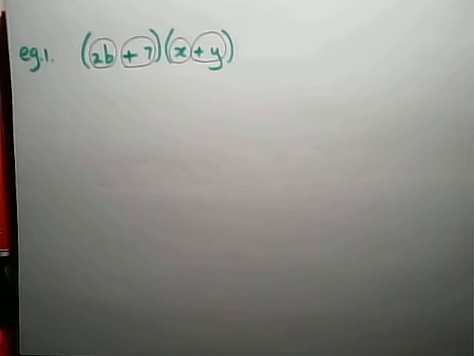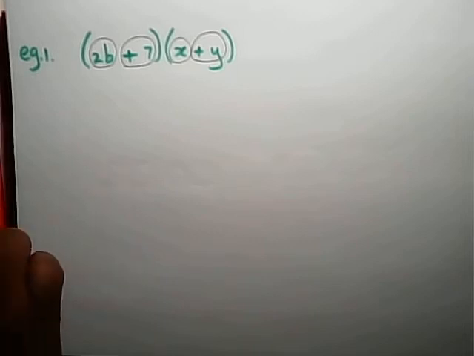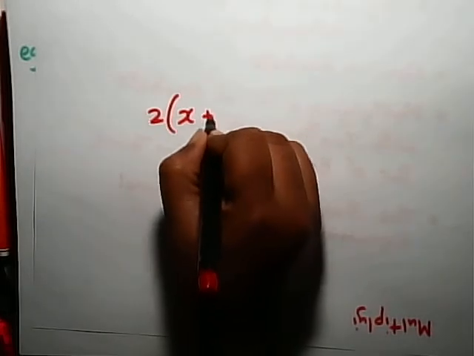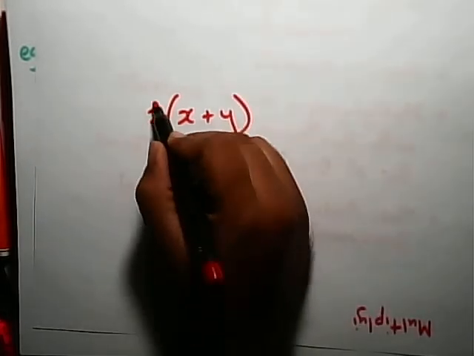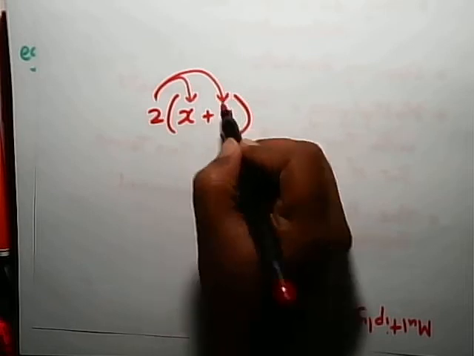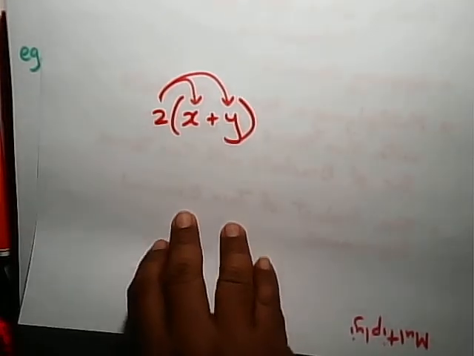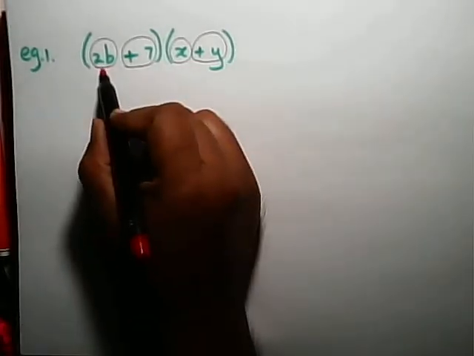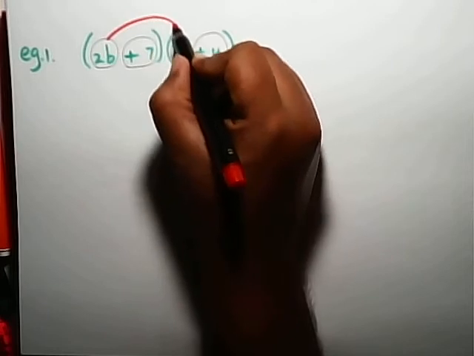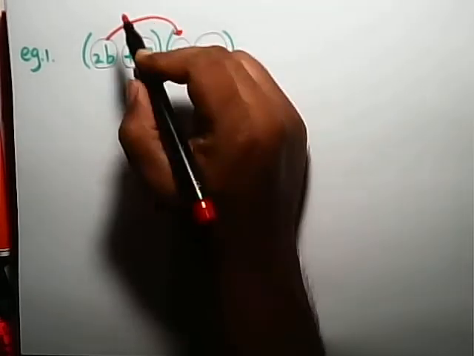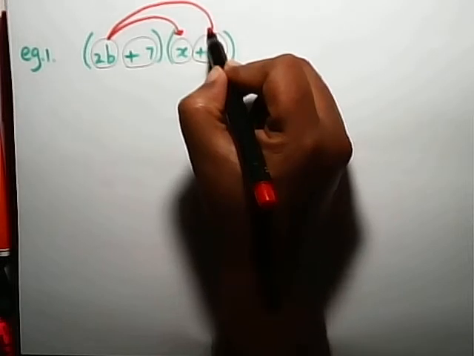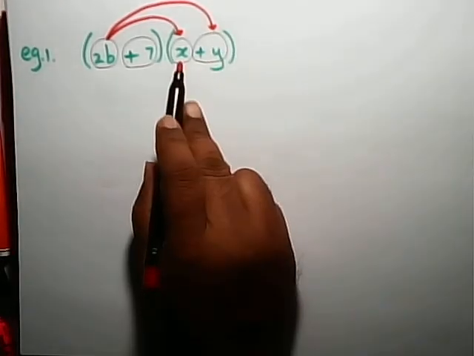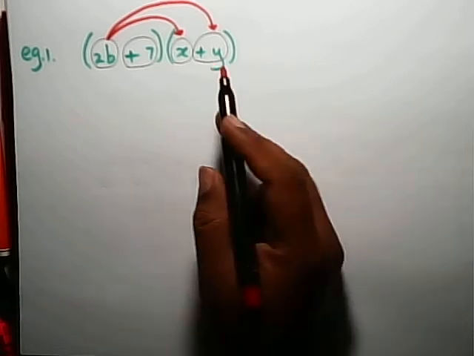Now to work this out, normally if you just have something in brackets, such as 2 outside and you add x plus y, you just take the number outside and you multiply it to the two terms inside. In a similar way, this is what we're going to be doing. You take the first term here, 2b, and you multiply it to the x, and you multiply it to this term, and you multiply it to that term.